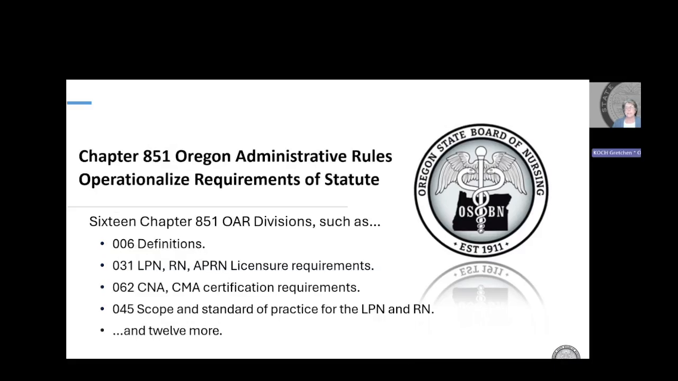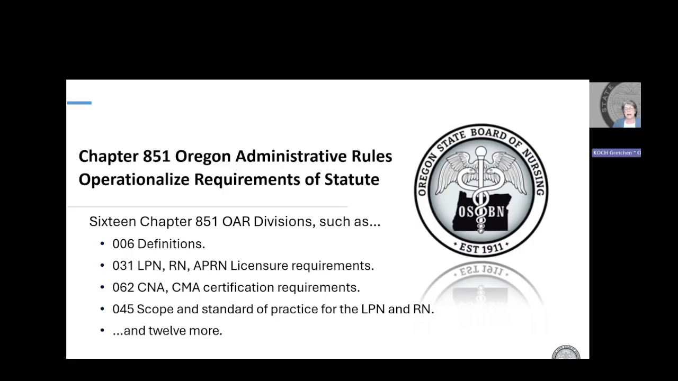Before we dive into those nurse responsibilities and permissions, a little bit about the Chapter 851 Oregon Administrative Rules, which complete the body of law recognized as Oregon's Nurse Practice Act. The Chapter 851 Oregon Administrative Rules, sometimes referred to as OARs or ORs, are the administrative corollary to the Chapter 678 statutes and carry the force of law in the state of Oregon. It is through the Chapter 851 OARs that Oregon's nursing regulatory body, the Oregon State Board of Nursing, operationalizes the duties, powers, and authorities granted by statute.